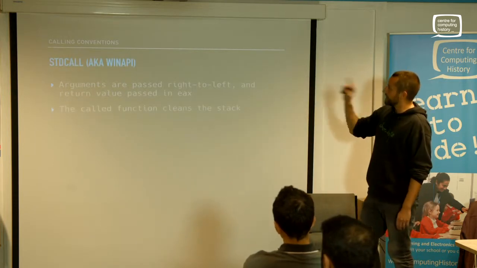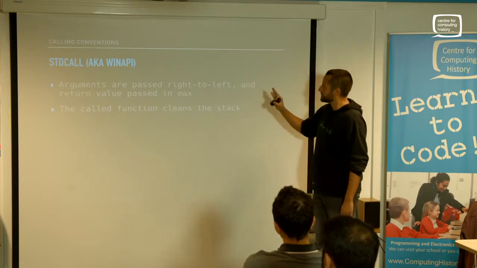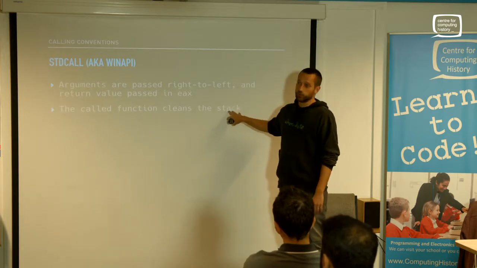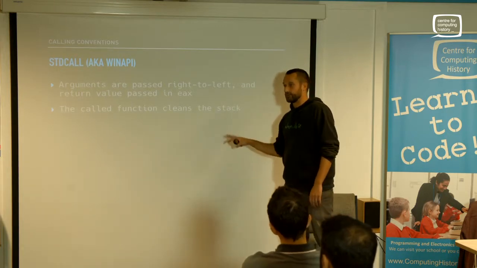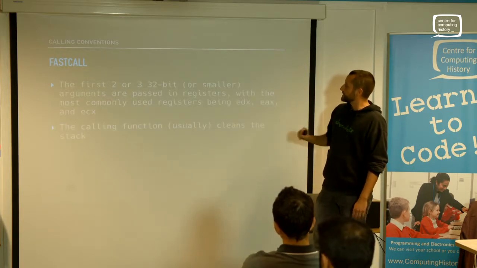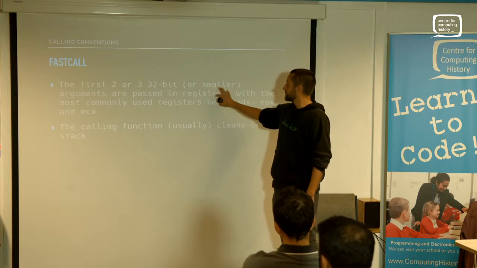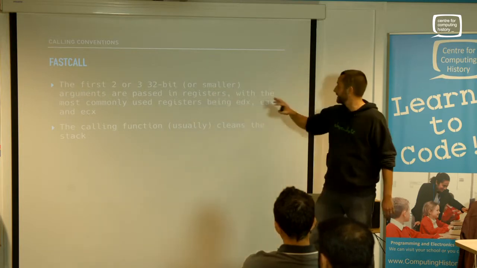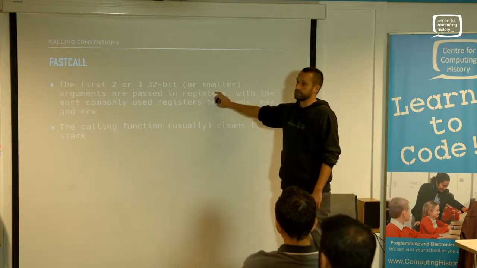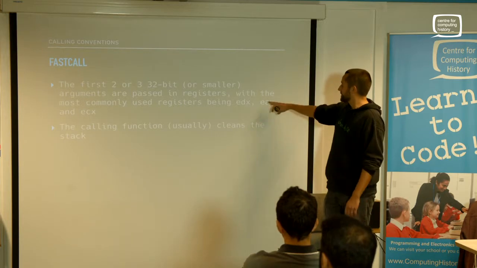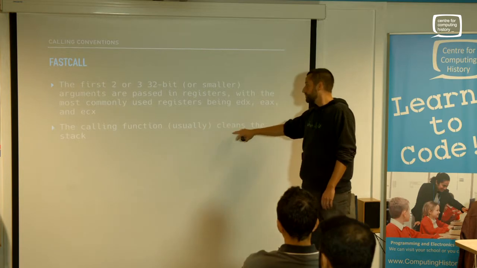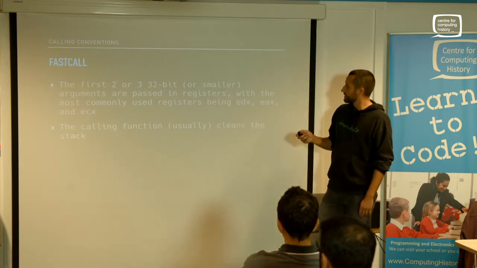Conversely, standard call, or the WinAPI call as it's also known: the arguments and the return values are the same, but in this case, it's the called function, the callee, that cleans up the stack. Hence, no variadic functions. Fast call: the first two or three 32-bit or smaller values are passed directly in registers, and it's fast call because these are a lot quicker to access than the stack. The rest are then going to go onto the stack, and here the calling function usually cleans the stack.